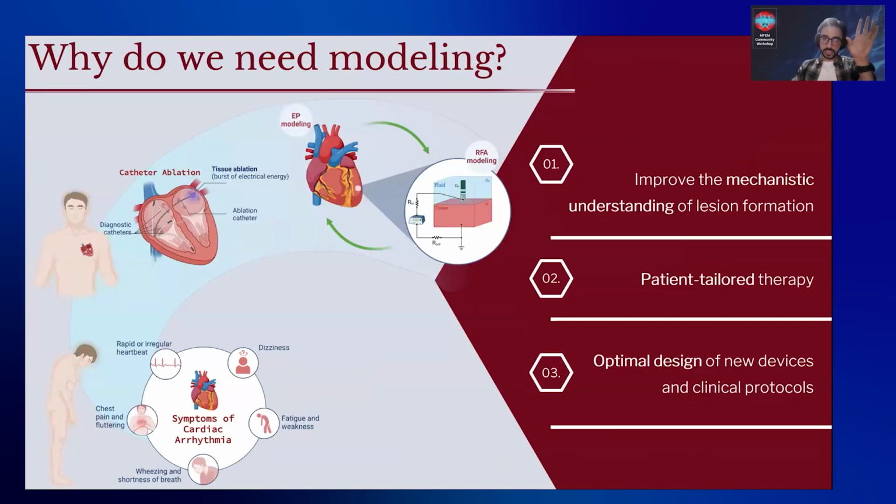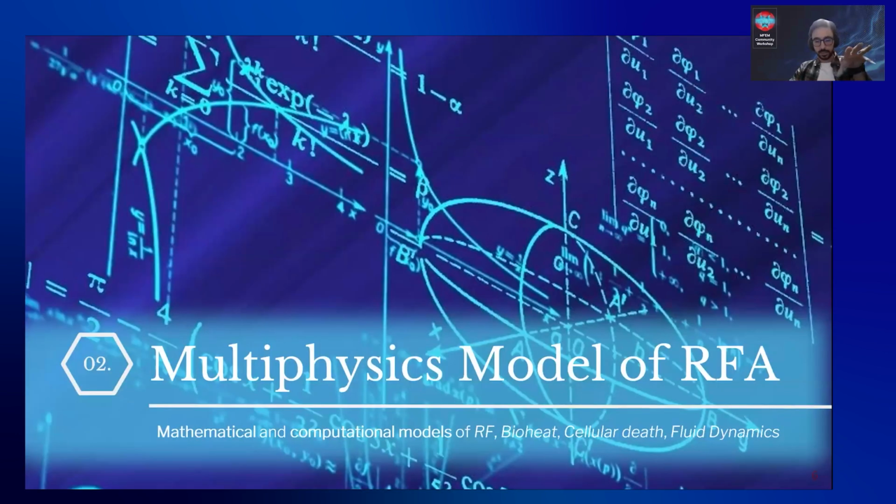Now, if this is the gold standard, why do we need modeling? Well, because despite being the gold standard, it's still not fully predictable. And there is a large number of patients that require reintervention after the first treatment. So having a reliable virtual tool for cardiac ablation can definitely help in different directions, as you see here. But let's dig deep into the multiphysics model for now.